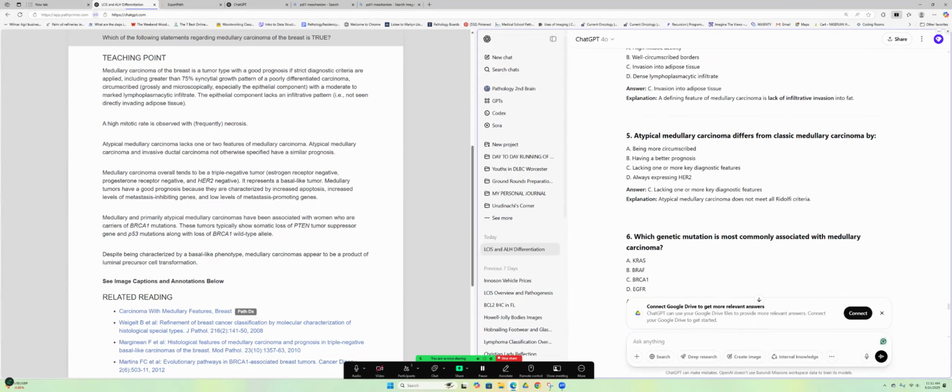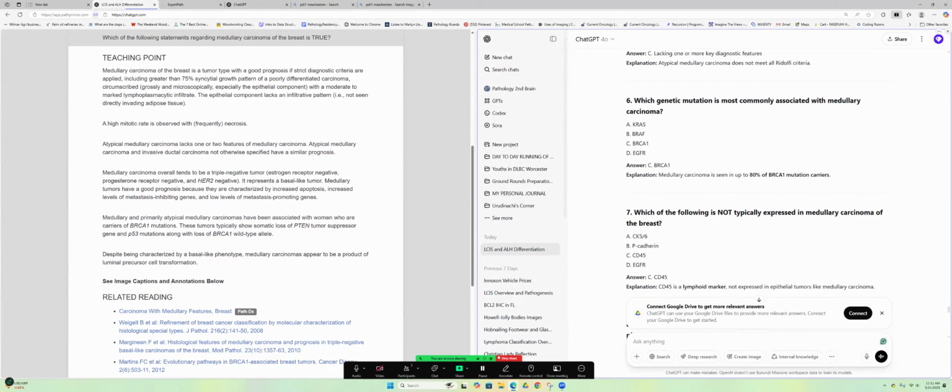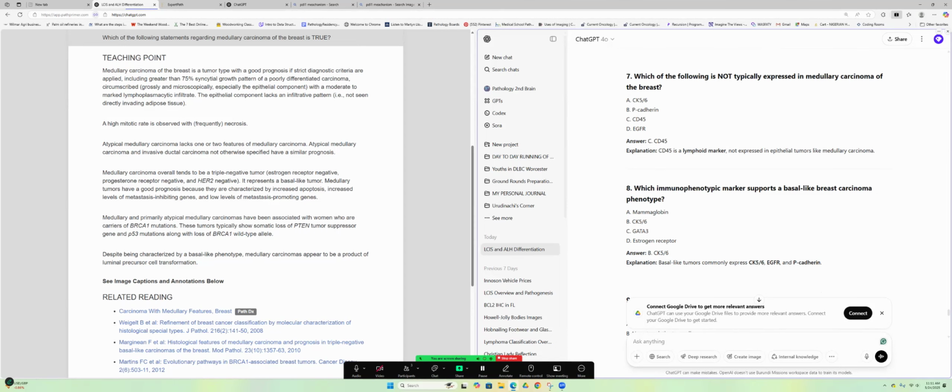Atypical medullary carcinoma differs from classic medullary carcinoma by lacking one or more key diagnostic features. It does not meet the Ridolfi criteria. Which genetic mutation is most commonly associated with medullary carcinoma? BRCA1. Which of the following is not typically expressed in medullary carcinoma of the breast? CD45. Which immunophenotype marker supports the basal-like breast cancer phenotype? CK5/6, EGFR, and P-cadherin.